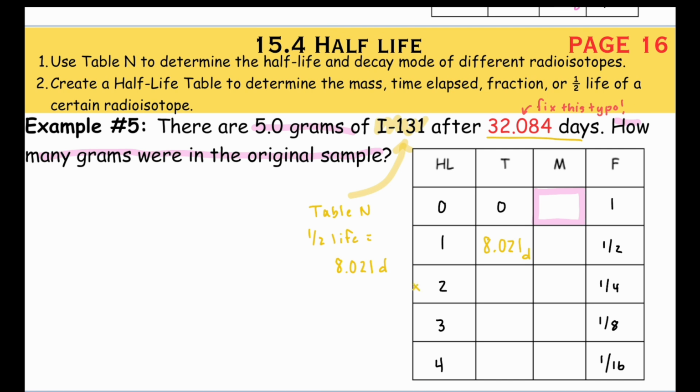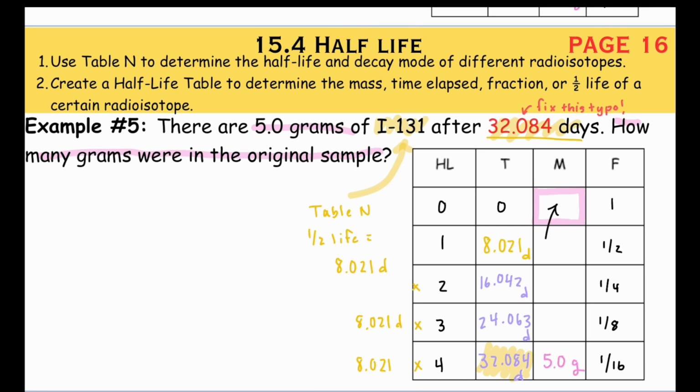So we'll do the same process as before, where we multiply 1 half-life by the number of half-lives. So 8.021 days times 2, 16.042. 3 half-lives times the amount of time for just 1 half-life, 24.063 days. Lastly, 8.021 times 4 will give us 32.084 days. 32.084 days is when we have 5 grams of the sample.